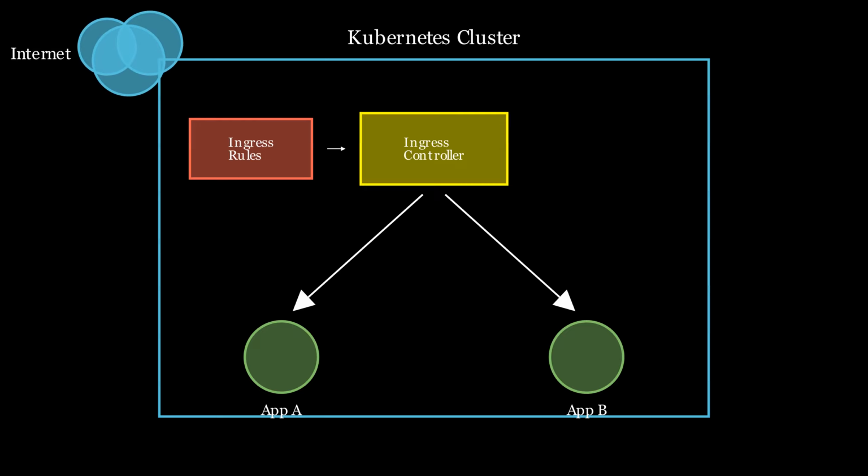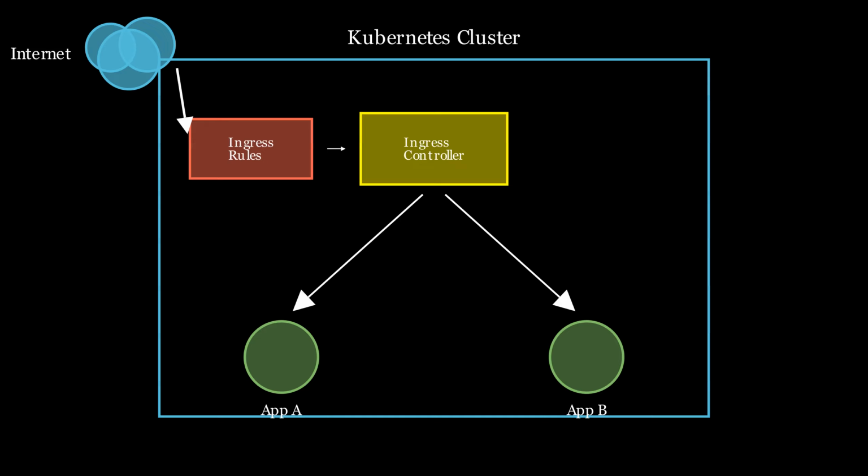At the top, we have the Internet, representing external traffic sources. This is where traffic originates before entering our Kubernetes cluster. Traffic flows from the Internet to the Ingress rules, which define how it should be processed by the Ingress controller.